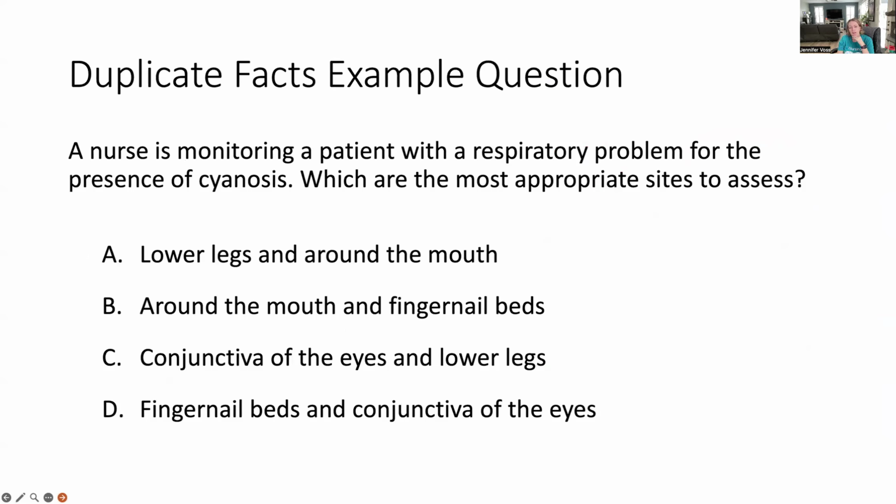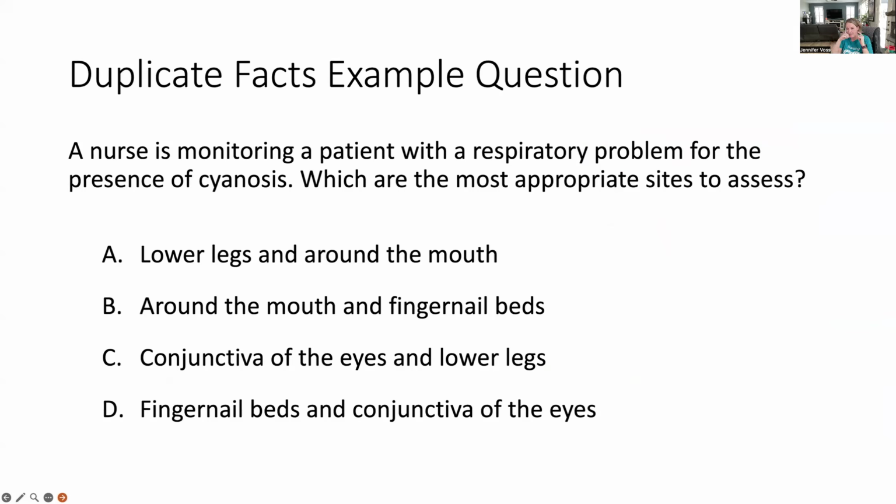A nurse is monitoring a patient with a respiratory problem for the presence of cyanosis. So that's going to be that bluish tinge to the skin. What are the most appropriate sites to assess? Okay, so again, I like to sometimes answer these before I look at the options. So when I think about where do I see cyanosis first, I tend to see it centrally first before peripherally. So I'll see it, people's lips turn blue. We do see it out on the hands.